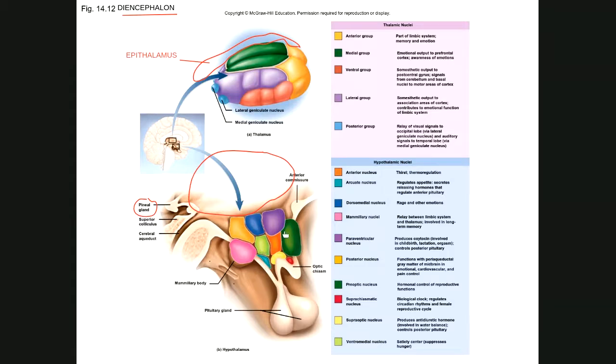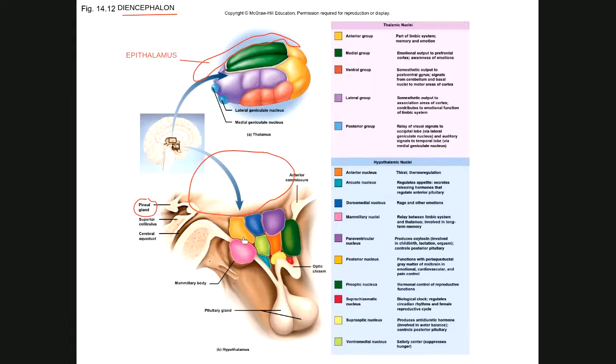Now, why is it shaded in so many colors? Because each of these specific parts has a role. However, I'm not going to ask you to remember exactly what part of the hypothalamus is for a specific role and what parts are for a different role. No, just know all the different things and functions of the hypothalamus. So let's take a look at the hypothalamus.